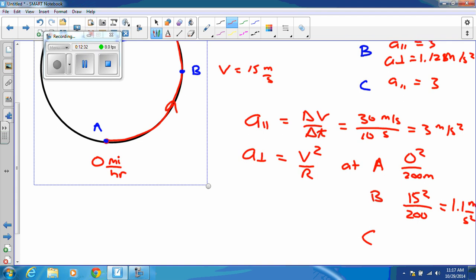as the centripetal acceleration. And then at C, our speed has gone all the way up to 30, so that I get 4.5. I believe I get 4.5, right? Yeah, meters per second squared.